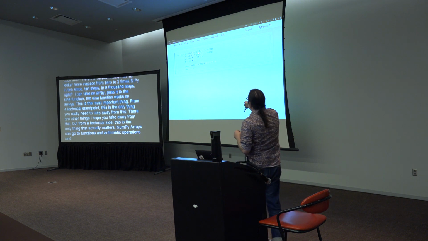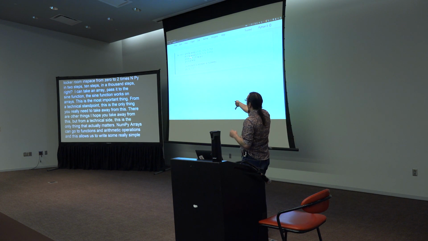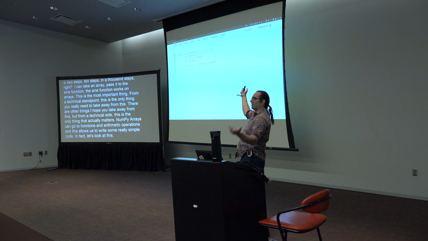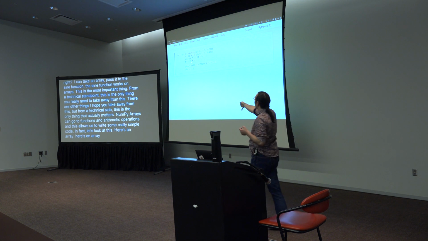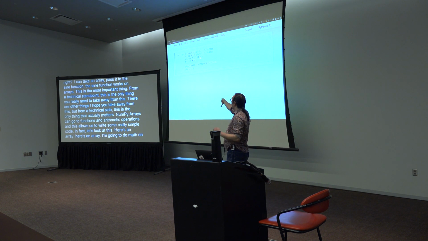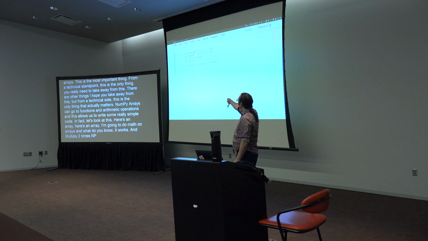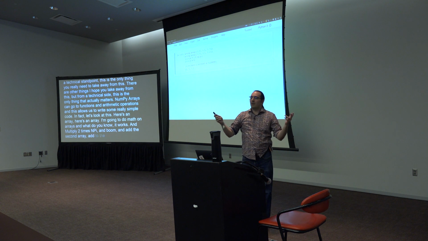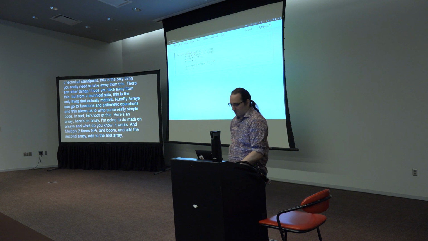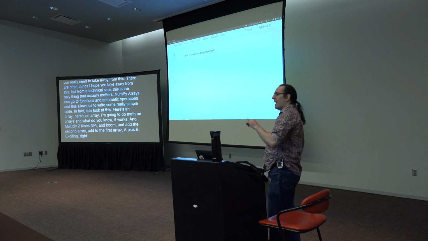So, in fact, let's look at this. Here's an array. Here's an array. I'm going to do some math on arrays, and what do you know, it works, right? I take the first array, multiply it by 2 times pi, and boom, I get my values there. I take my second array, and I add it to the first array, right? A plus b. Wow, exciting, right? We can do arithmetic.